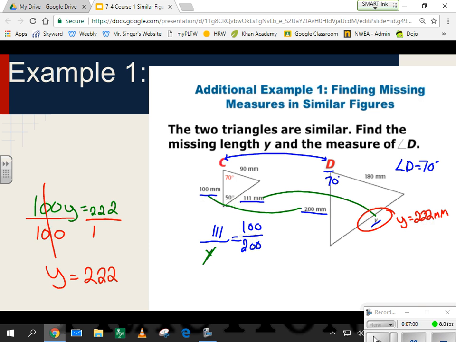And that's how you're going to be solving these things, just using similar sides to create proportions. Angles should be easy. Just look at the number on the other triangle, match it up. Make sure you have this down before moving on.